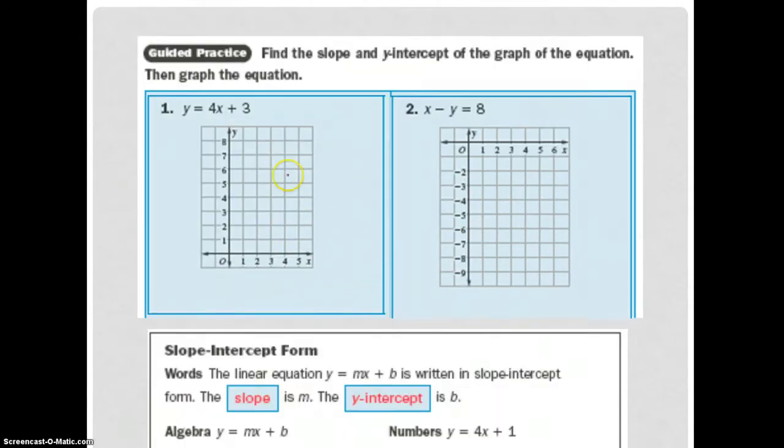Let's try number 1. Find the slope and y-intercept of the graph of the equation. So what is the slope? What is the y-intercept? The slope is 4. The y-intercept is 3. We start with the y-intercept 3. So on the y-axis, that's what the b means. We go up to 3, we put a dot.